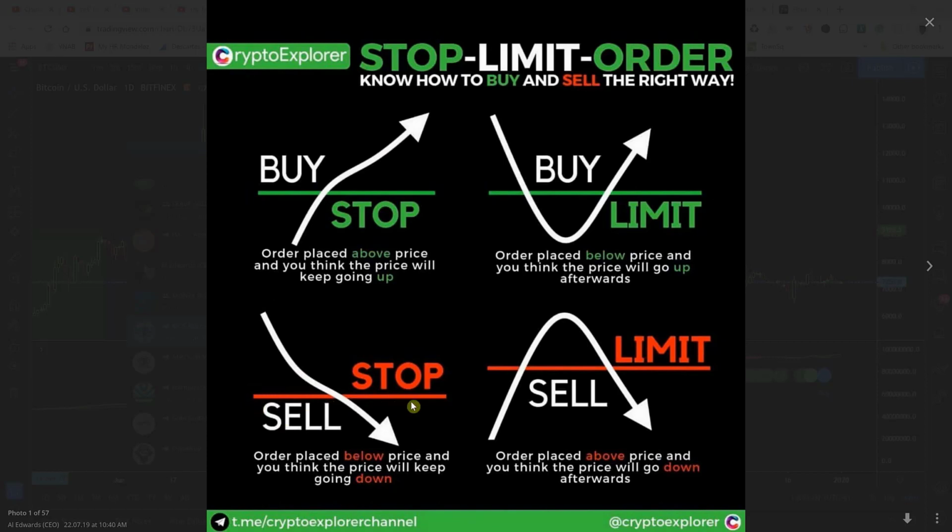So you put your sell stop at this level, and once price crosses through it and comes down, that's going to enter you into the trade or execute your order.